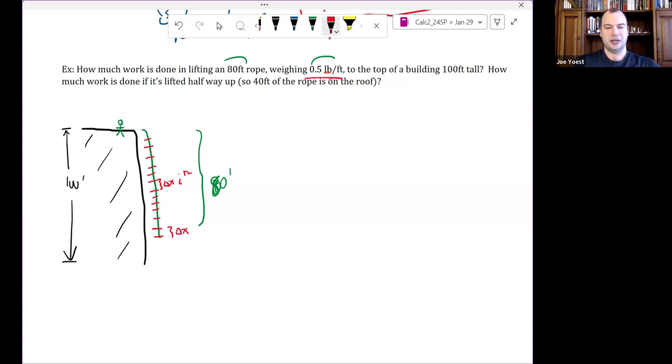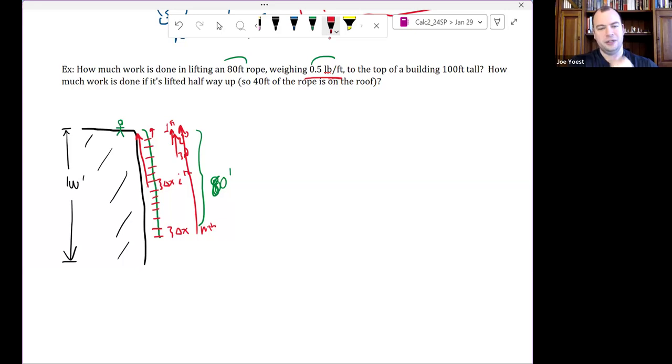And then I can imagine, kind of telepathically or something, lifting that little chunk of rope in isolation up to the top. So I have a first little chunk of rope that doesn't really need to go very far. I have a second that needs to go a little further. I have a third that needs to go even further, and so on until my nth bit of rope needs to go all the way up to the top.